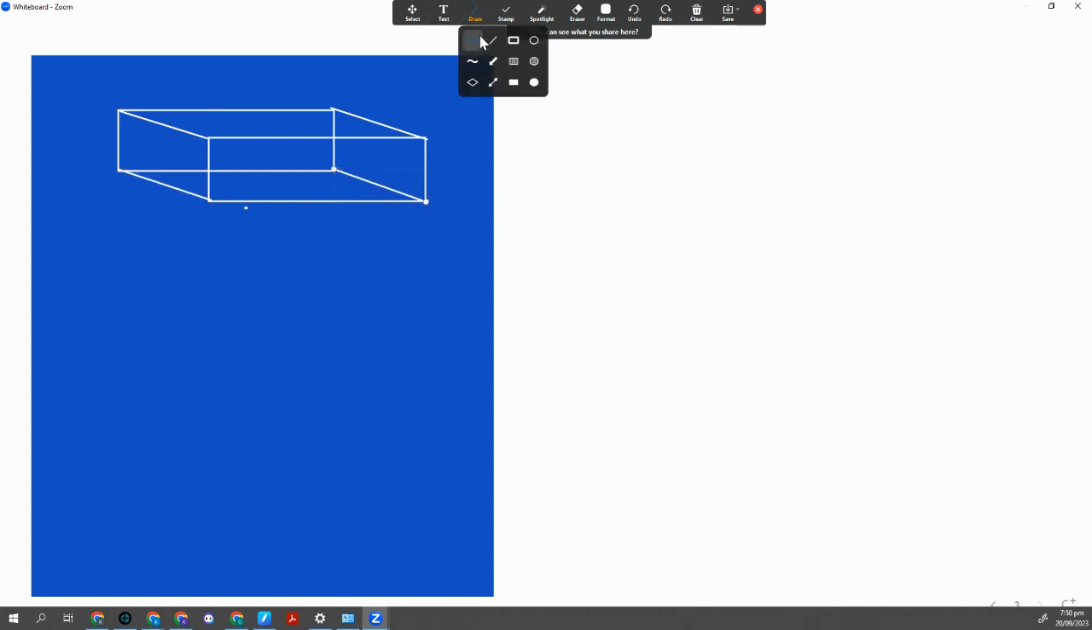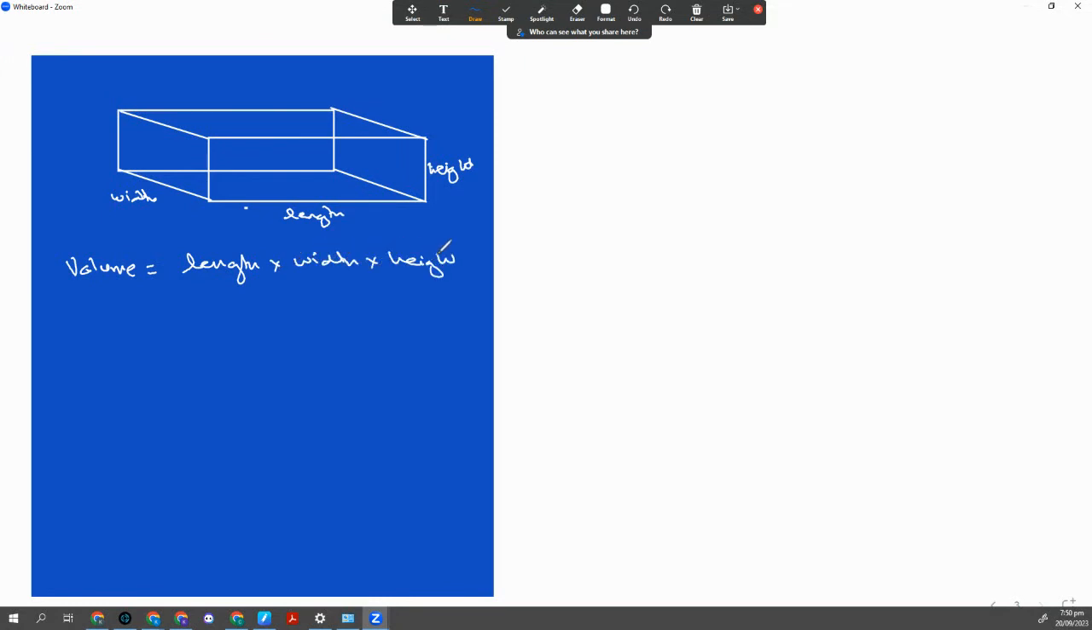And you can start noticing that we have some kind of length, right? We have some kind of width over here. This is the width, this is the length, and so this is my height. Height always goes up, all the way up. And the volume is given simply by length multiplied by width multiplied by height. It's as simple as that.